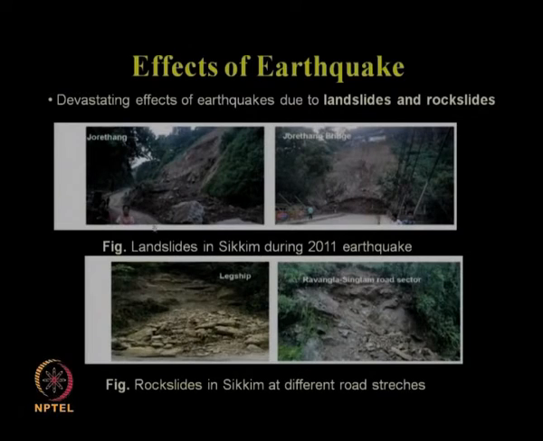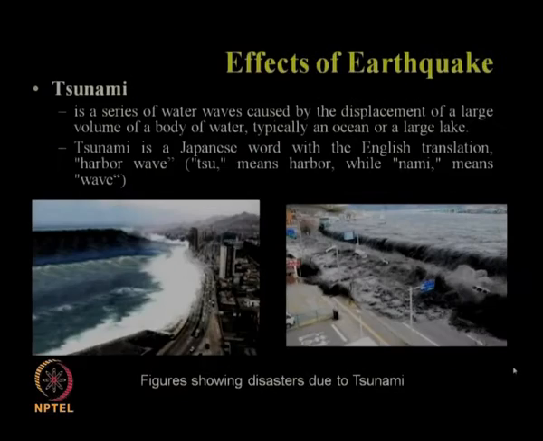Then we can see some other devastating effects of the earthquake due to landslides and rock slides. You can see over here, this is a landslide, this is another landslide. This picture is from the Sikkim earthquake of September 2011 in India, where we have seen several such damages at various roadways, etc., on the way to Gangtok. So, these are the failures related to soil and rock. These problems can be addressed by this geotechnical earthquake engineering course.